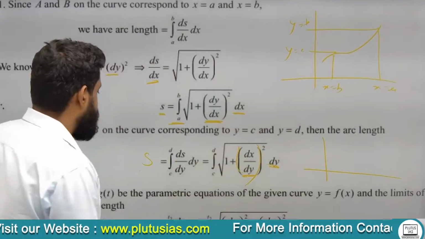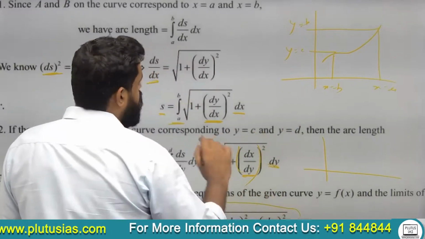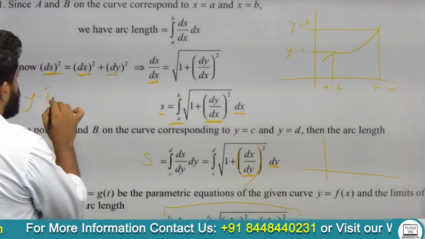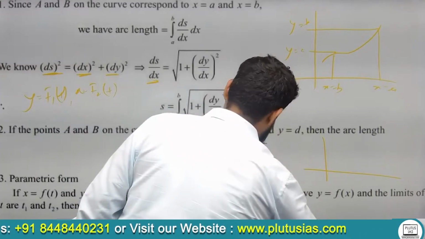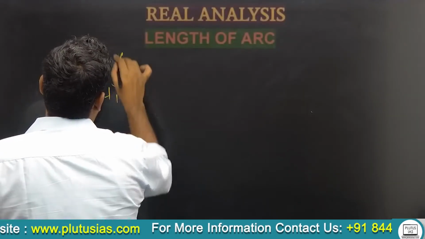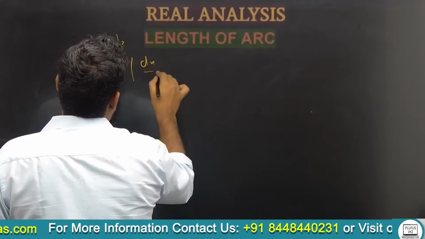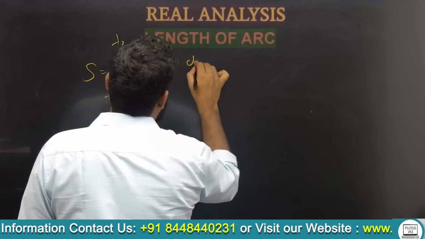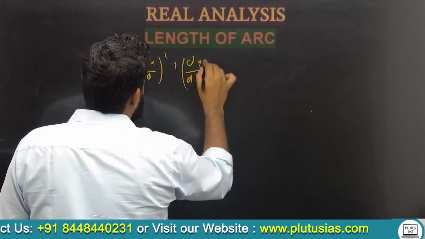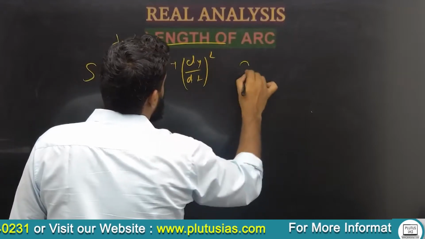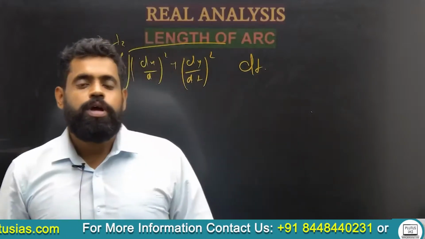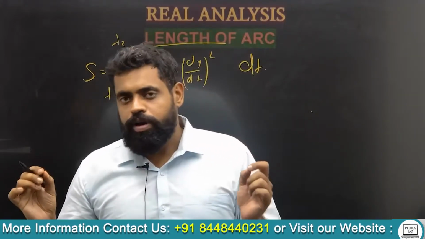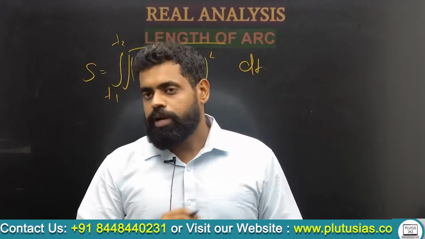And another formula is if it is given in the parametric form. Suppose y is given as some function of t and x is given as some function of t, then s is equal to integration t1 to t2 under root (dx upon dt) whole square plus (dy by dt) whole square, into dt, where t1 is the starting point and t2 is the end parameter of the two coordinates on that curve or arc.